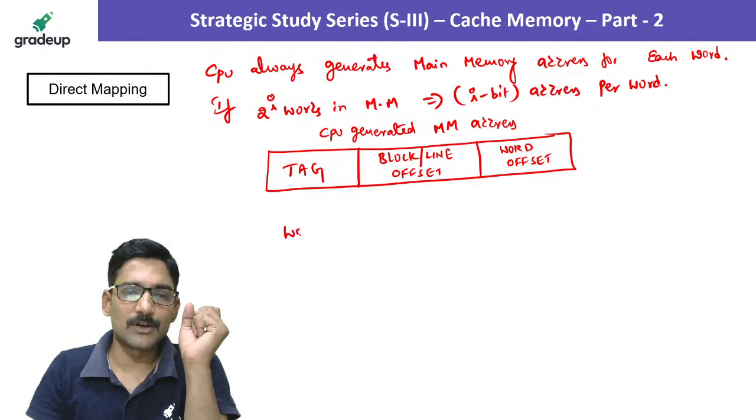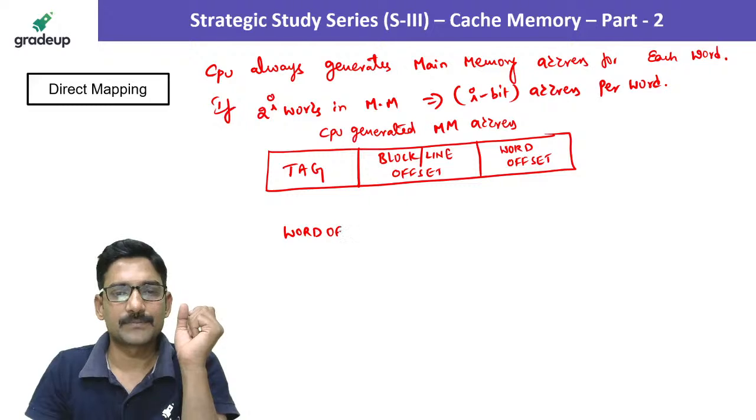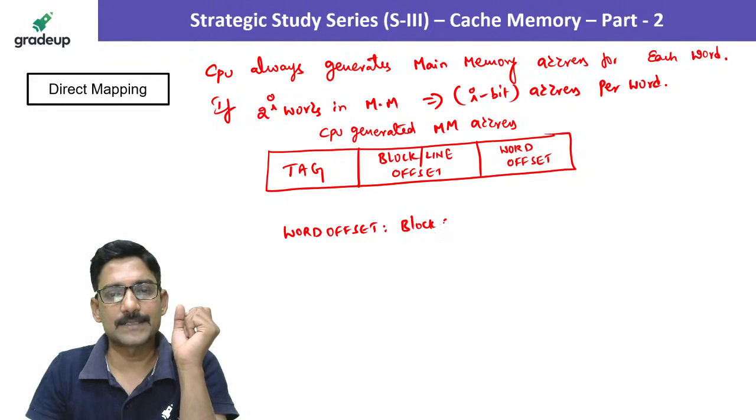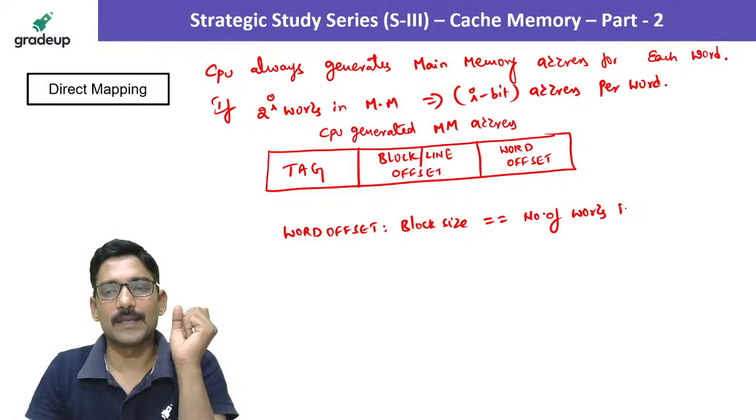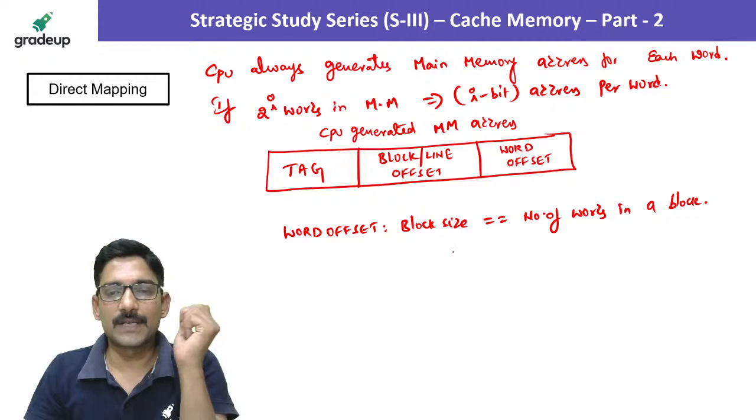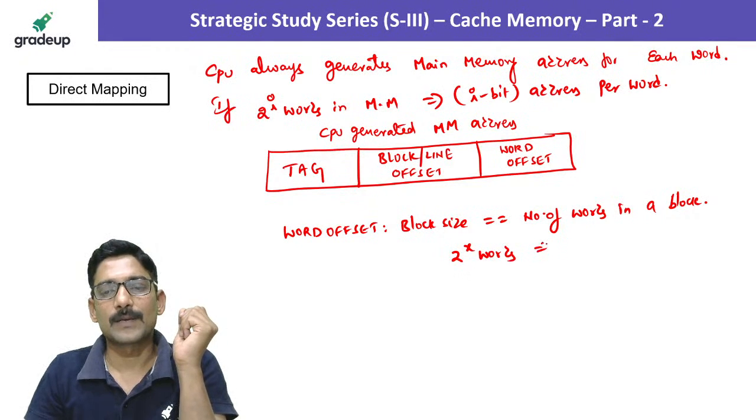What does this word offset indicate? Word offset indicates block size, that means the number of words in a block. So if there are 2 power x words in a block, that means X bits would be required for word offset.